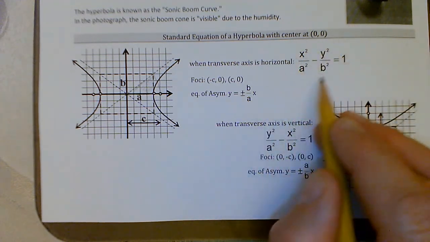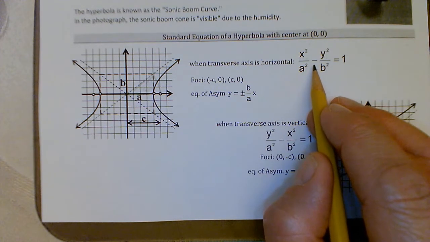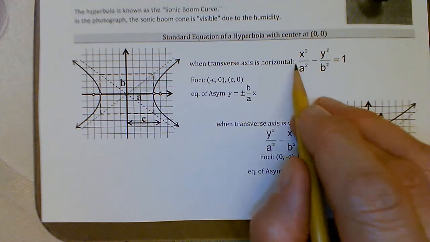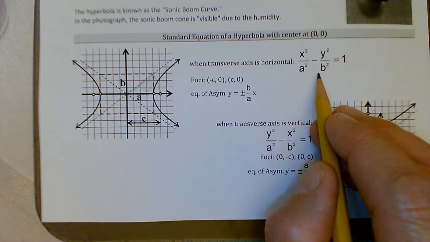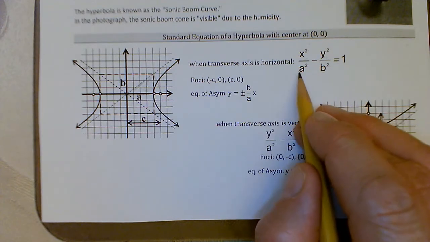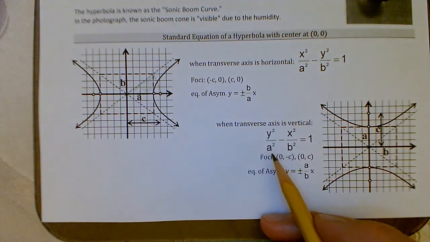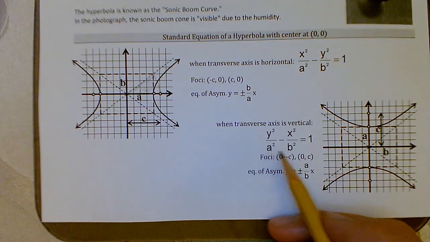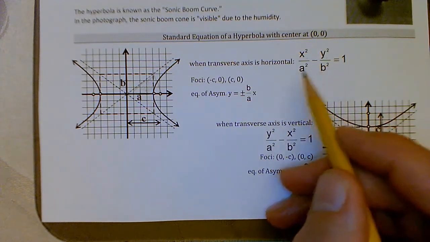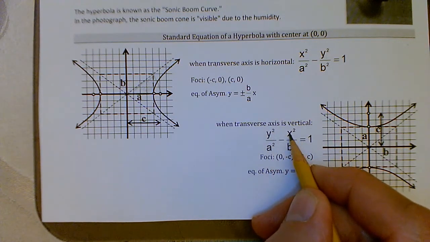The biggest difference you see is that there's a minus between. In the ellipses, that was a plus sign. Here it is a minus sign. Now again, A is not necessarily the biggest, but what we do here, if you look down here, the A squared and the B squared stay where they are. What happens is the y squared and the x squared change.